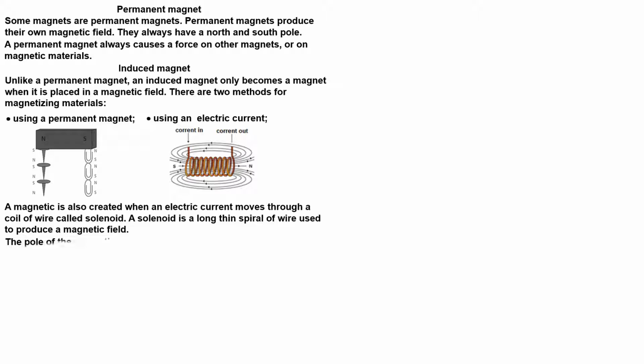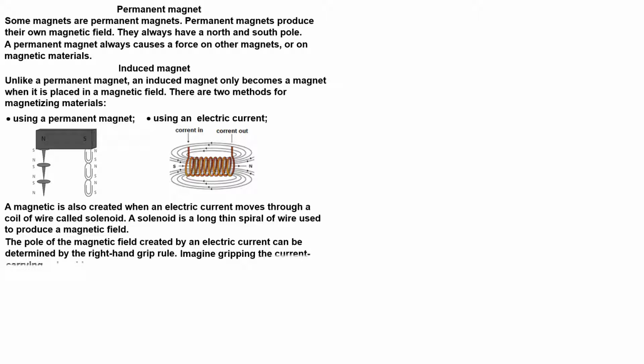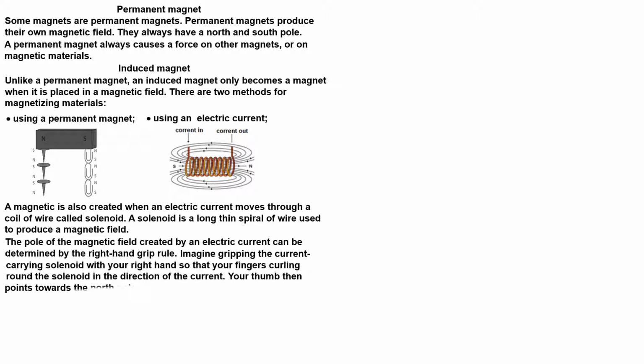The pole of the magnetic field created by an electric current can be determined by the right-hand grip rule. Imagine gripping the current-carrying solenoid with your right hand so that your fingers curl around the solenoid in the direction of the current. Your thumb then points toward the north pole of the solenoid. Look at the diagram.